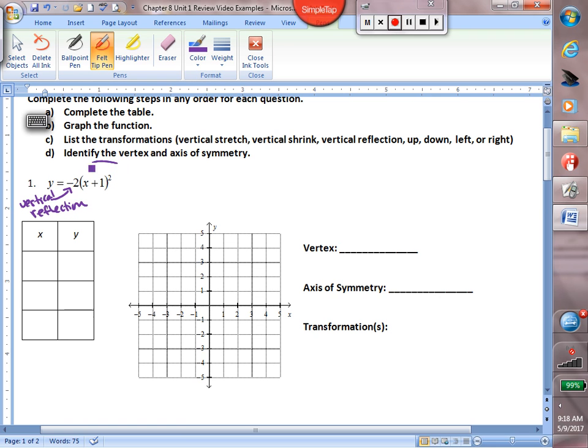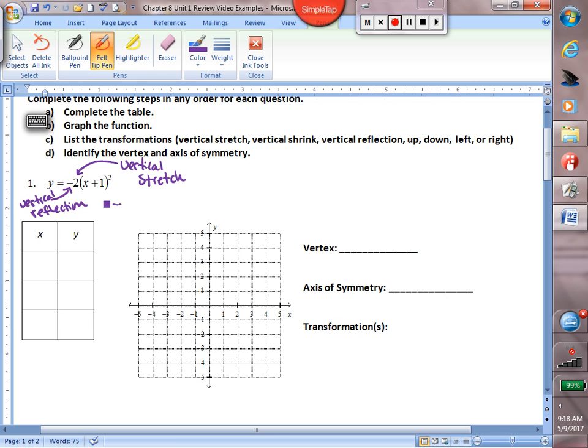We also have a 2. The 2, since the 2 is larger than 1, will cause my graph to stretch vertically. So we have a vertical stretch because of the 2. Remember, when our a value is negative, we have a vertical reflection. Then we also have a vertical stretch if the number is larger than 1, or a vertical shrink or compression if the number is smaller than 1.